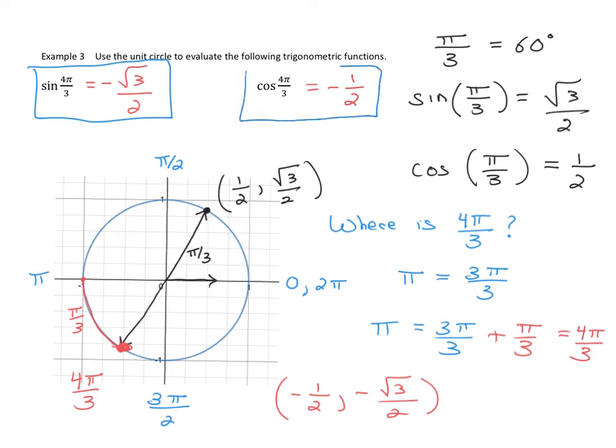So the takeaway between examples 2 and 3 is, if you know the values for your reference angle, the answer will be closely related. It'll either be the positive or the negative of the ones that you start with here.